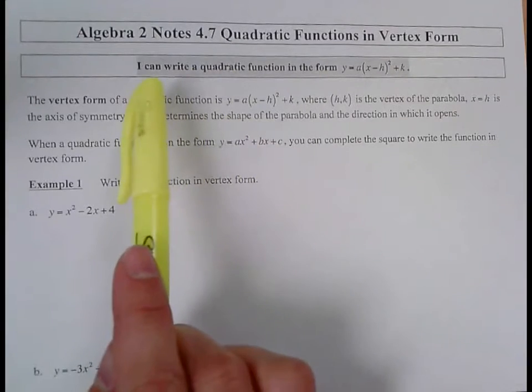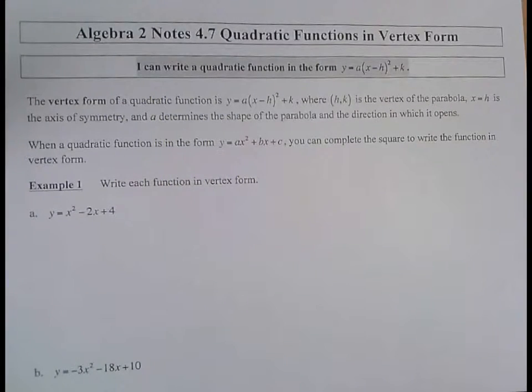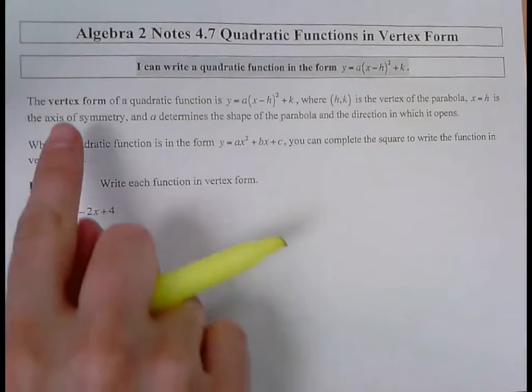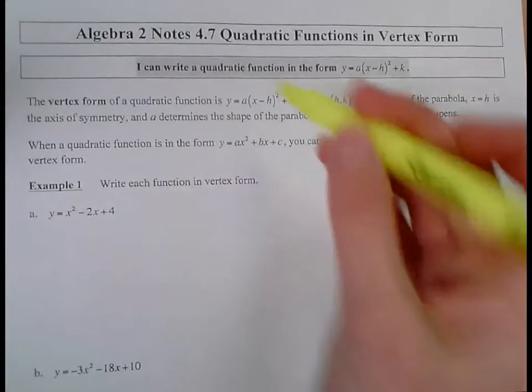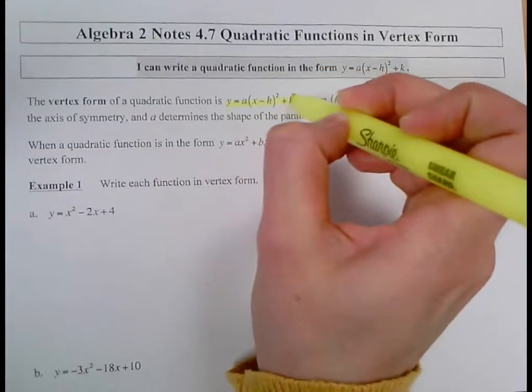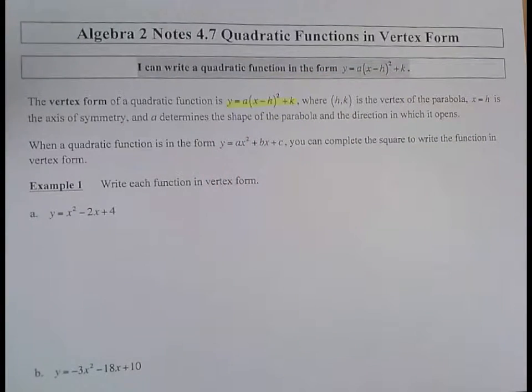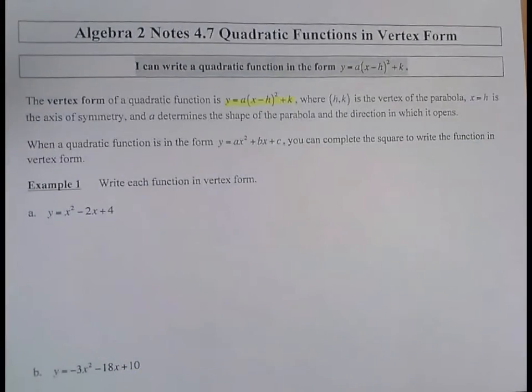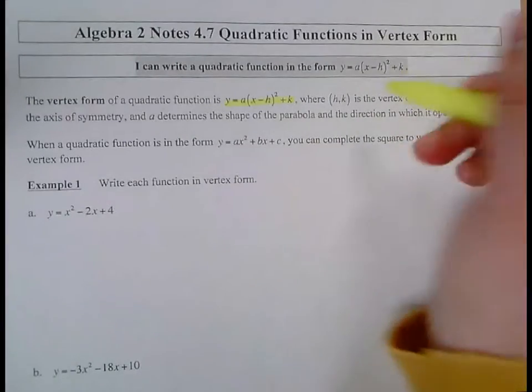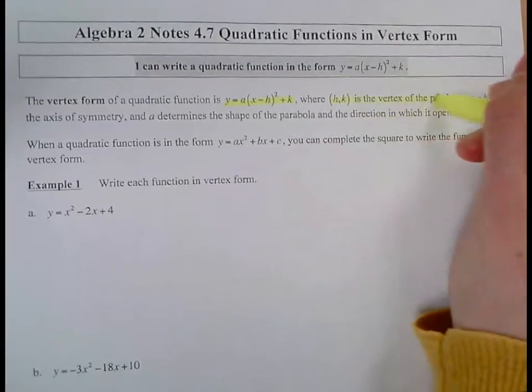So the first part today, ultimately you want to be able to write quadratic functions in vertex form and then also graph them if they're given to you in vertex form. So vertex form of a quadratic function is this formula here, y equals a times the quantity x minus h squared plus k. In vertex form, the ordered pair (h, k) is the vertex of the parabola.